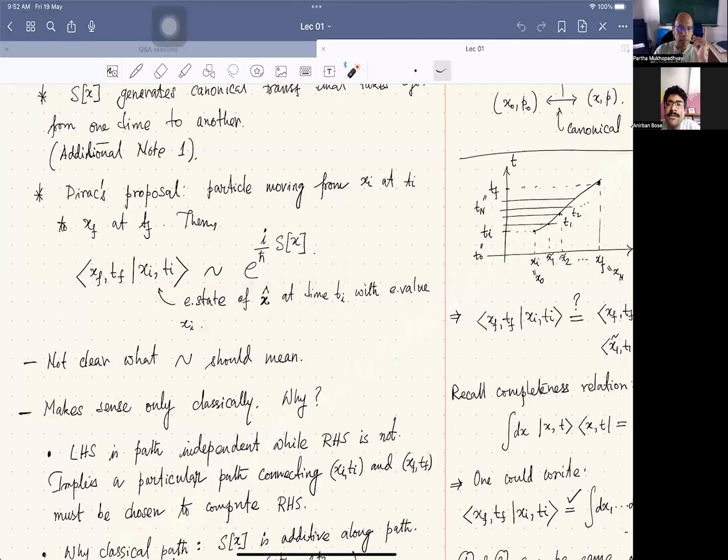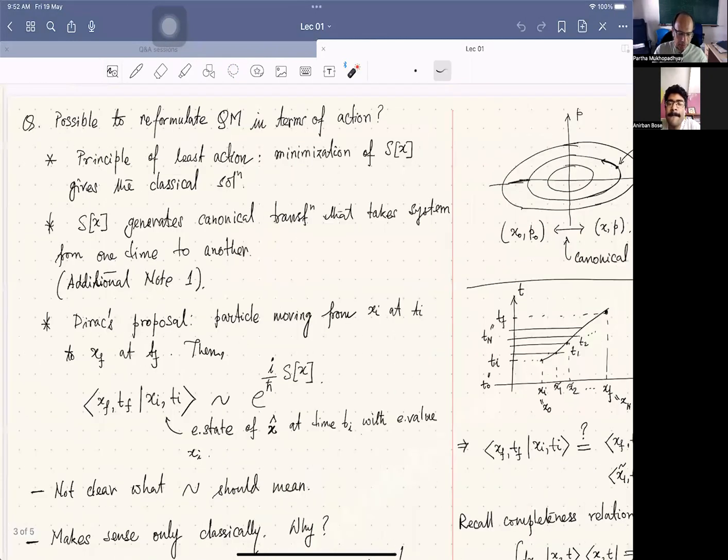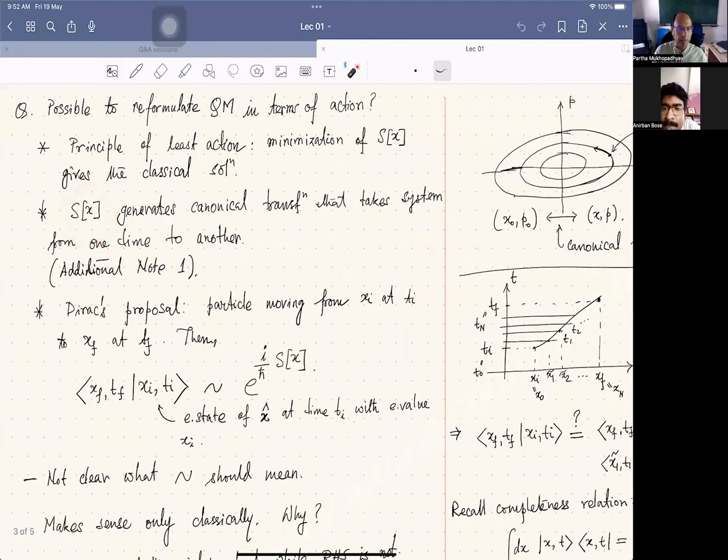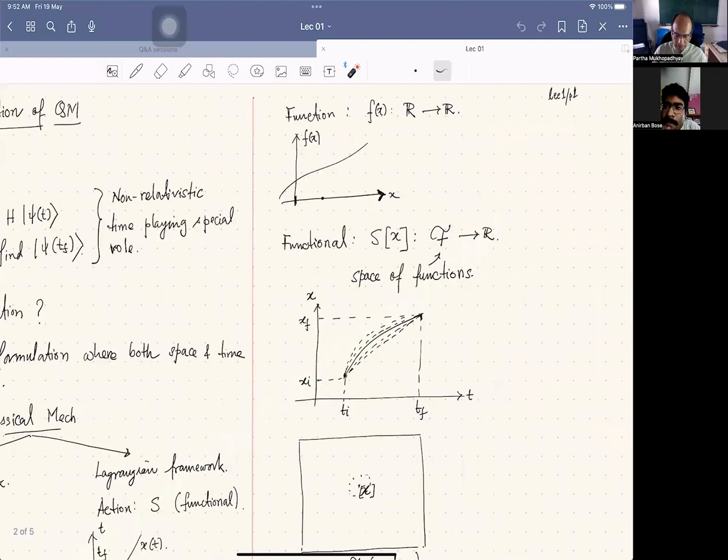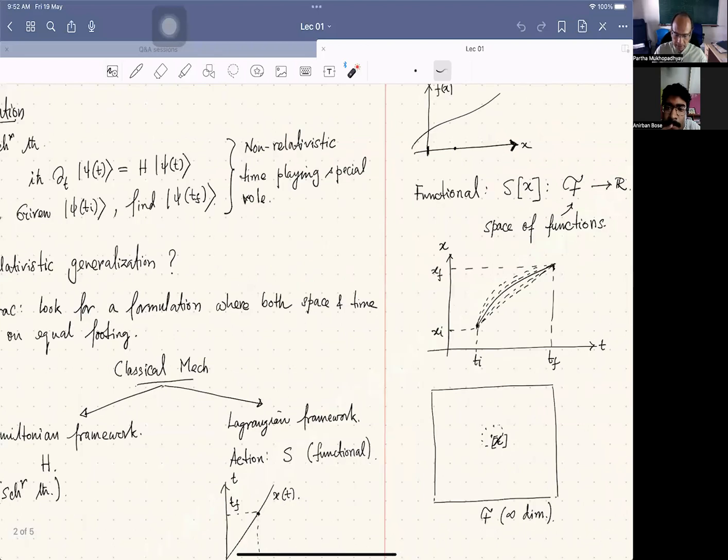There is no classical path yet for a single path. Action is a functional. Action can be calculated for any path. Okay, so look, that is the meaning of this symbol. Action is not a function, it's a functional. So I think I have discussed it here, right?